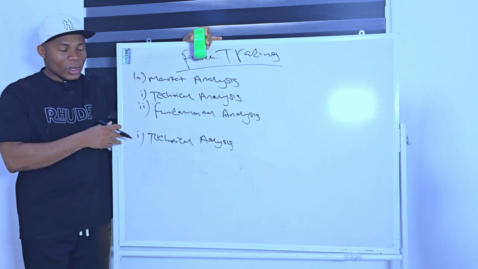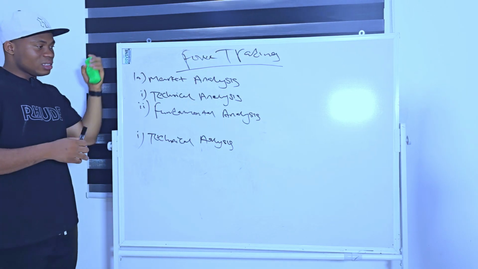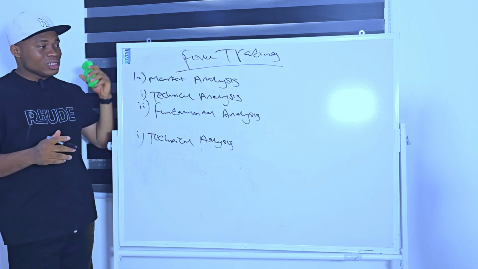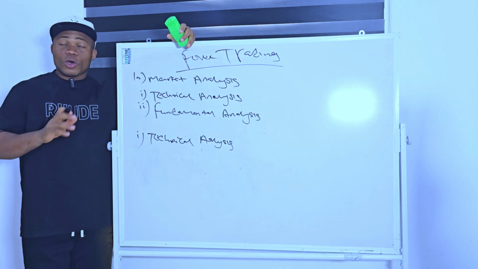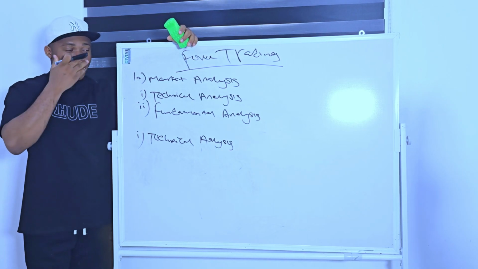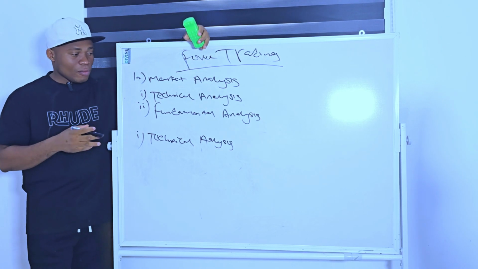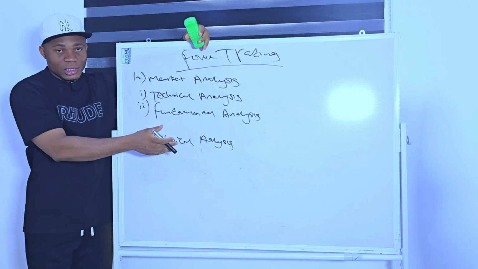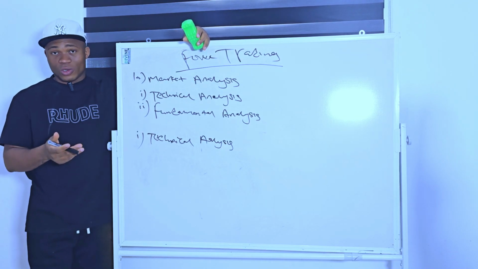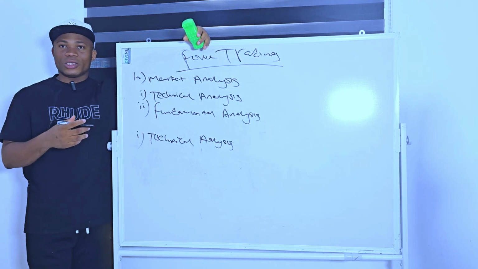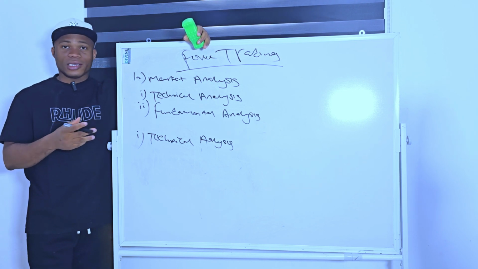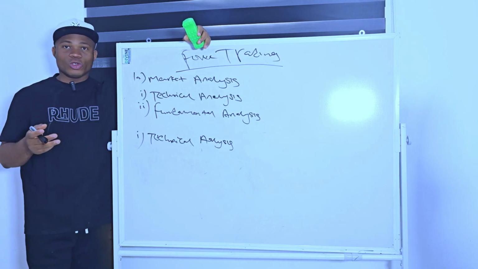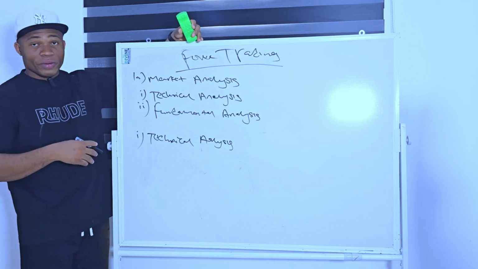When we're talking about technical analysis, it is whereby a trader analyzes the current market, the current data that we are seeing in the market. Most traders, when it comes to technical analysis, usually make use of indicators, like the moving average and the RSI. Some make use of MACD. Some make use of different things to predict the market.